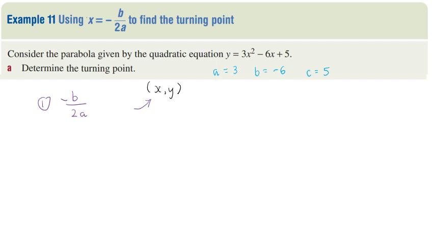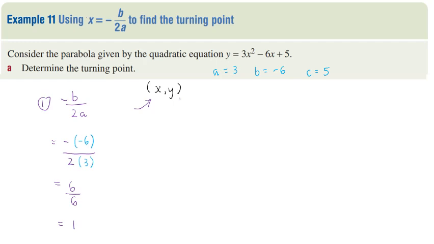Then I substitute in the values that I've already written up the top. So we've got negative, and the value of b we've got -6, and then over 2, and the value of a we've stated as 3. Now I just work this out. On the top line I've got -6, so that's just a +6, over 2 times 3, which is 6, and then 6 divided by 6 equals 1. So that's my x coordinate.